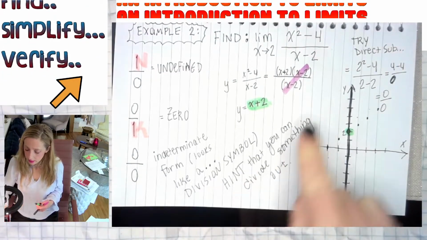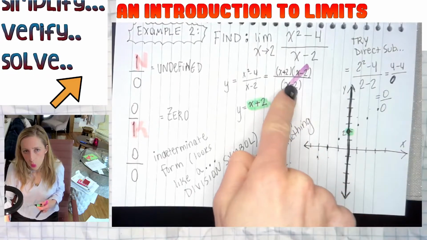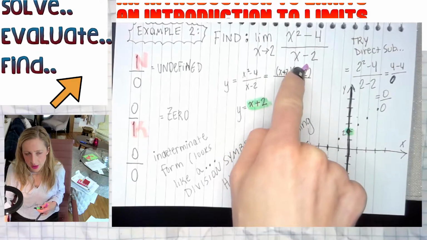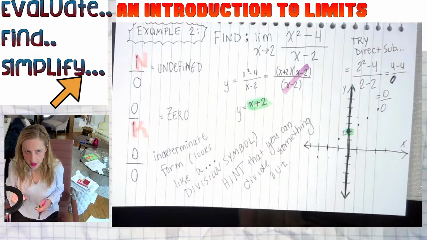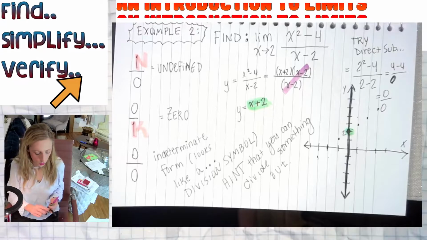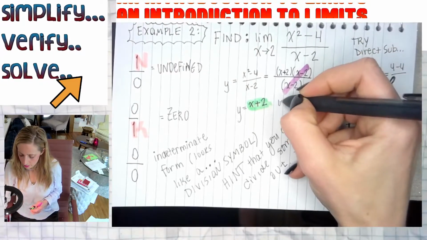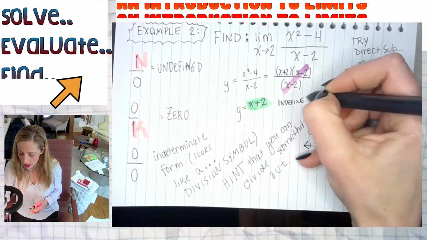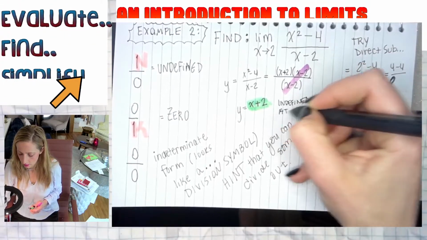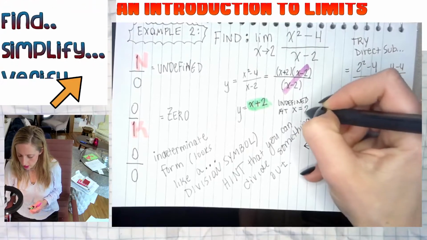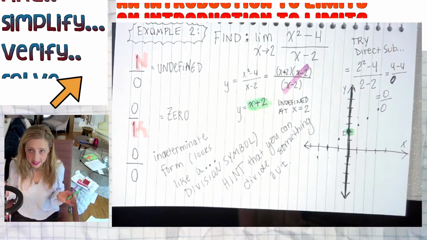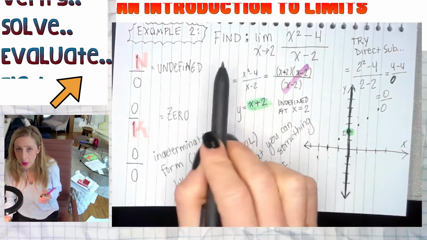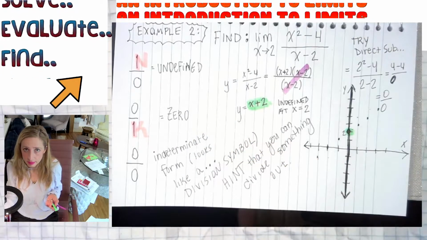But we spackled a hole. Where was this rational function undefined? Before we spackled, where was this rational function undefined? At which x value? 2. Good. Usually, 90% of the time, the number that they ask you to approach in the limit, they pick the annoying number. That's what they do.